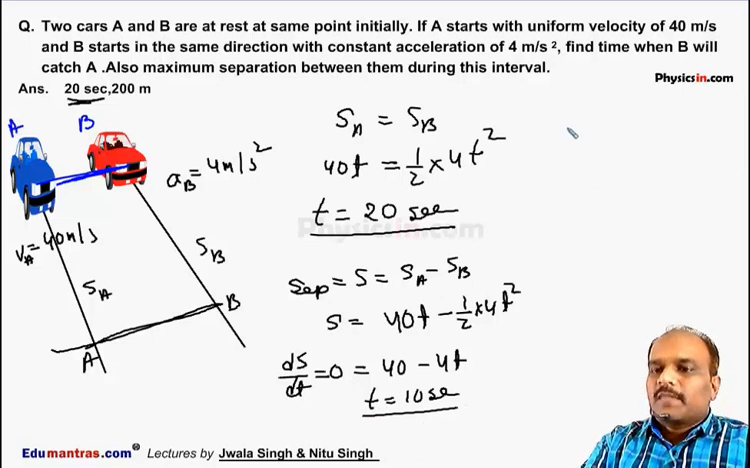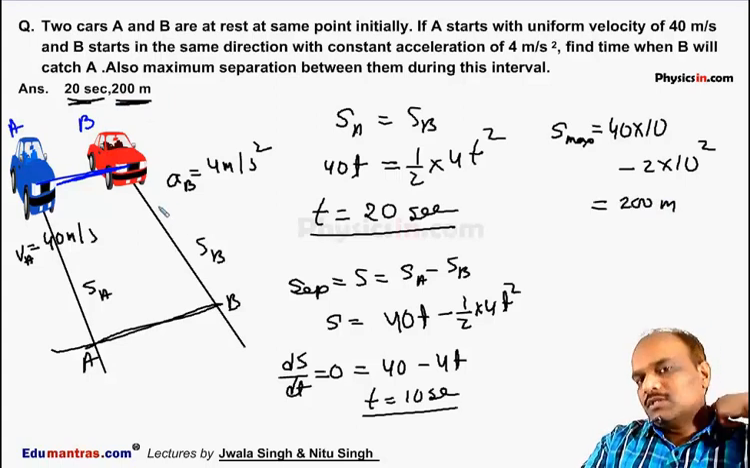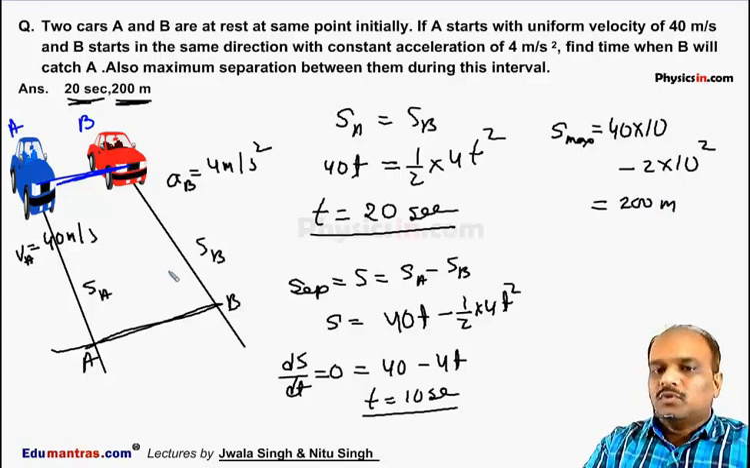So we can say the maximum separation is, substituting the value of t here, 40 into 10 minus 2 into 10 square, which is equal to 200 meter. So the maximum separation between these two cars is 200 meter during this interval.